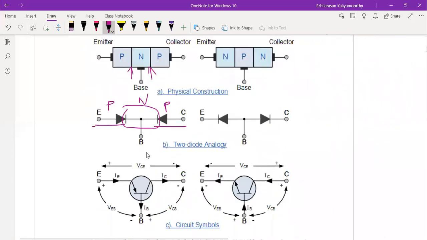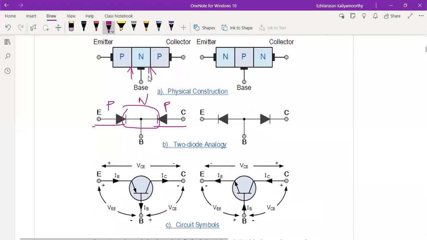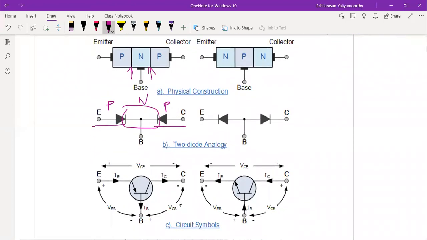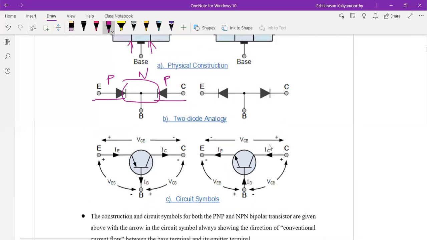I'll say here in this one, you can see the diagram is given here. This is the symbol of the PNP transistor, and this is the NPN transistor. See here, this is the voltage across the collector to emitter. This is the voltage across the emitter to base. Then this is the voltage across the collector to base. The same way even here also.